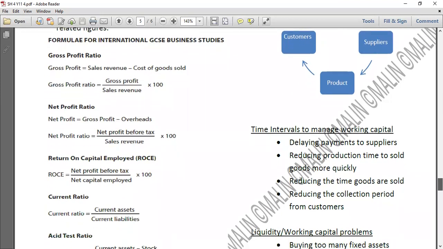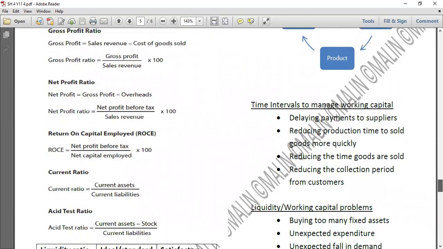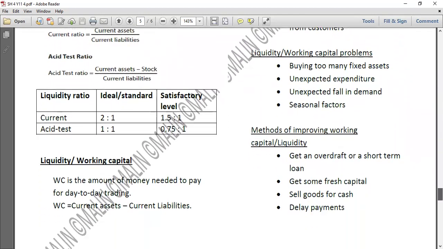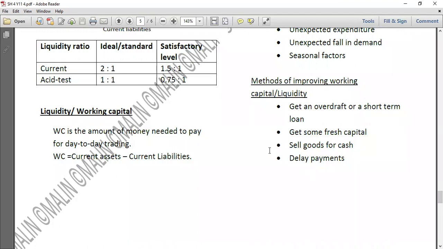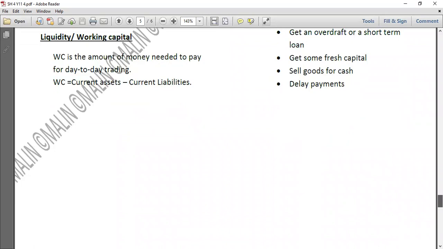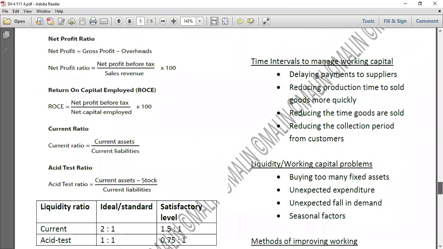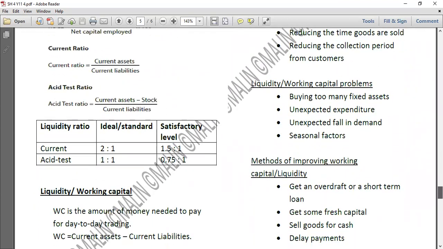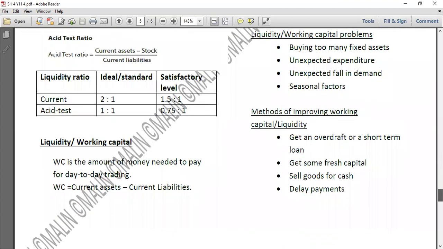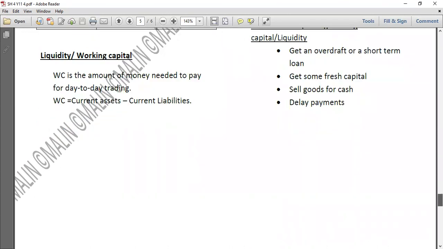Normally you don't need to learn these by heart, because in examinations we give you the ratio formulas and everything. And there we talked about the liquidity ratio. The ideal should be 2:1, the satisfactory level should be 1.5:1 and above, and the acid test should be 1:1. The satisfactory level should be 0.75:1. We talked about working capital, current assets minus current liabilities, the working capital cycle, the intervals of the manager, working capital, liquidity, working capital problems, how to improve working capital and how to improve liquidity, these methods.